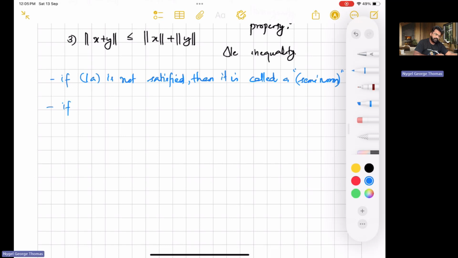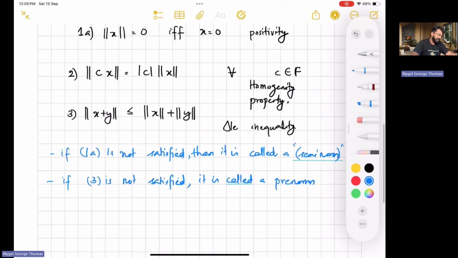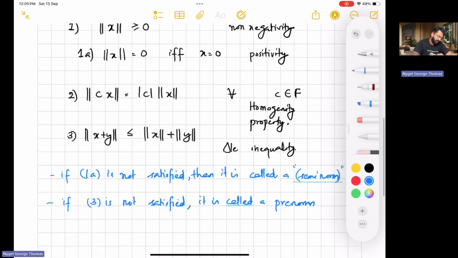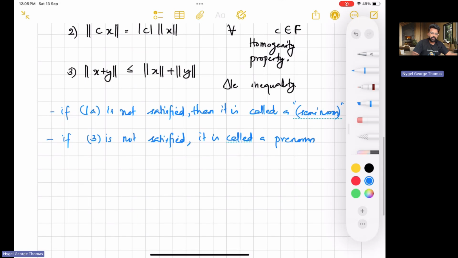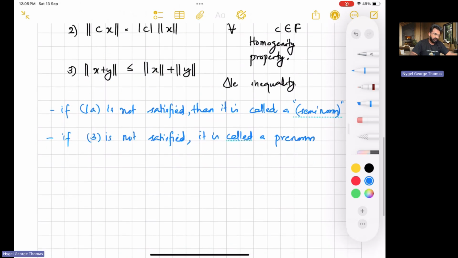And if property 3 is not satisfied, but 1 and 2 are satisfied, including 1a, it is called a semi-norm. One way to remember this is that all the pre properties are satisfied, with the last post property not satisfied. So this is how we define a norm.